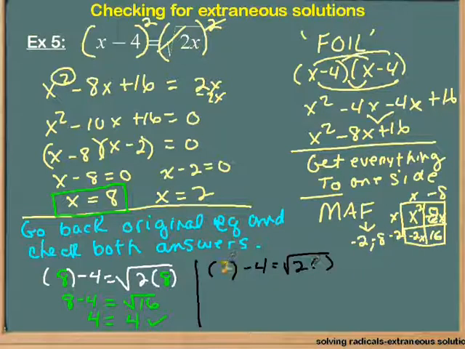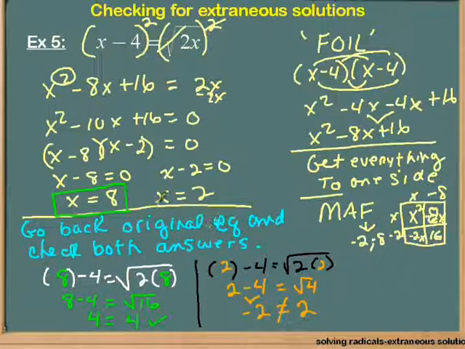We've got this 2 here, and when we work this out, 2 minus 4 equals the square root of 4. Careful here, this is a negative 2, and does that equal the square root of 4, which is 2? And the answer is no, it does not. So this is an extraneous solution right here. Extraneous means that although we got to it by solving the equation, it does not turn out to be a true solution, and it must be eliminated. So our only answer is x equals 8.